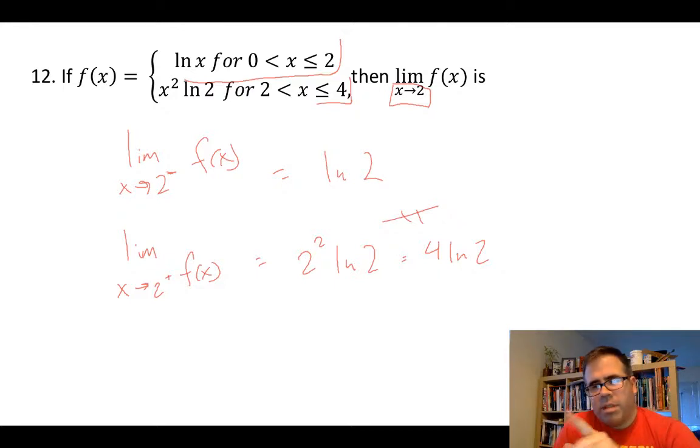And since the limit from the negative side is not equal to the limit from the positive side, the general limit does not exist.